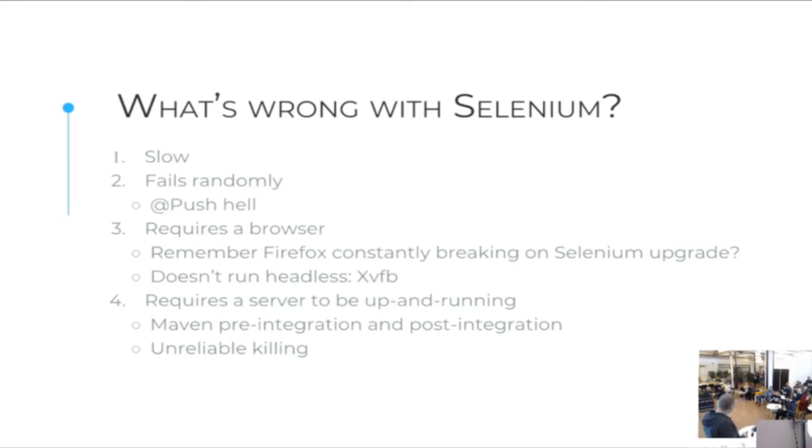And of course, the browser needs to connect somewhere, so you need the server to be up and running. So typically you launch JBoss with Docker in pre-integration and shut it down in post-integration. I remember that sometimes it wouldn't shut down, and it would just stay like that, and because of that, on the next run it would fail to start, and all tests would just fail until somebody went and fixed that. So, really annoying.